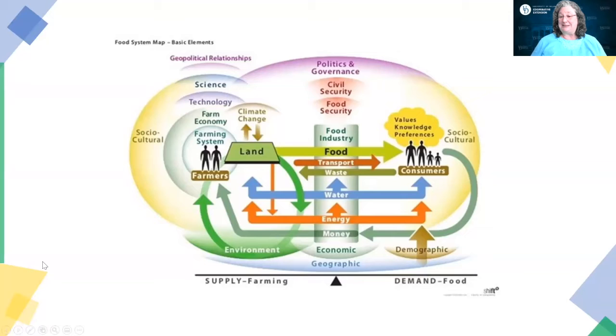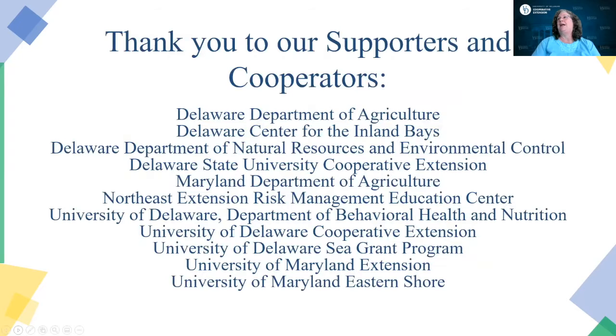And this is an image that we've been using throughout our webinar series to help show the complexity of our local food system. You can see it includes the land, the farming parts, and the consumers, and all the other circles that impact our food system. And today we are going to focus on the sea. And I'm so excited to learn more about our seafood industry and aquaculture.